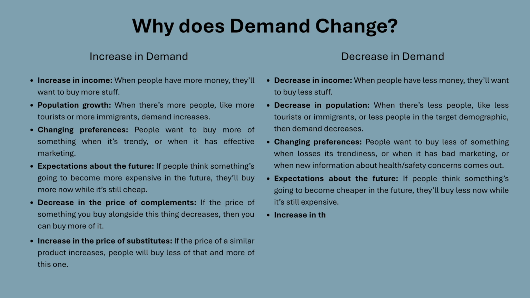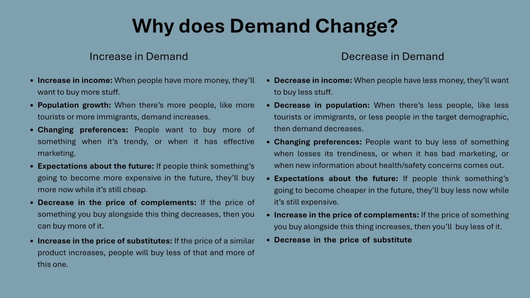An increase in the price of complements. Remember, complements are things that you typically buy together, like movie tickets and popcorn. If the price of movie tickets increased, then you'd also buy less popcorn, so the demand for popcorn would decrease. And lastly, a decrease in the price of substitutes. Substitutes were things that serve the same purpose, like Coke and Pepsi. If the price of Coke decreased, then you'd buy more Coke and less Pepsi, so the demand for Pepsi decreases.